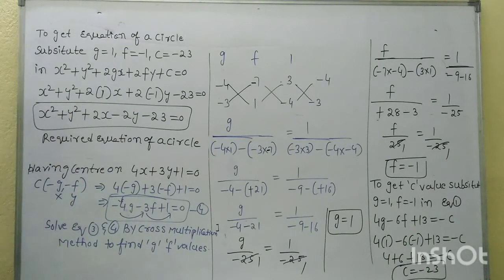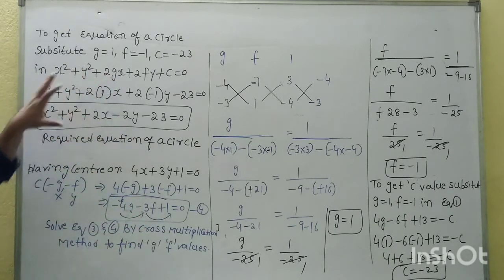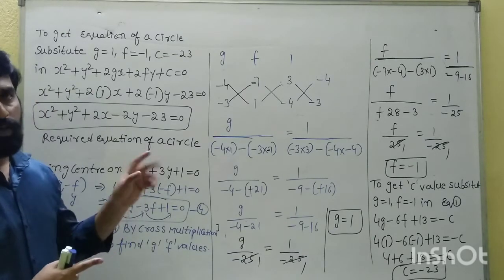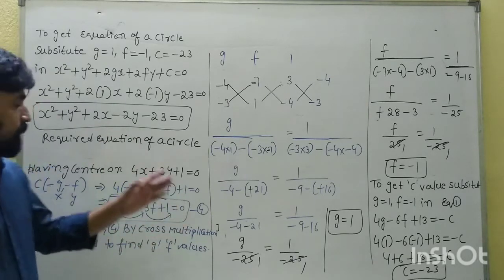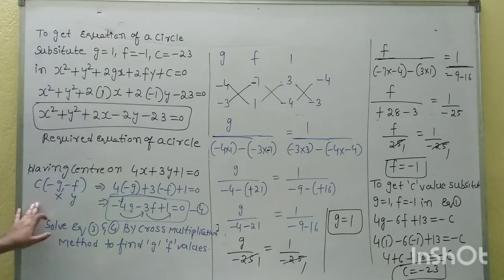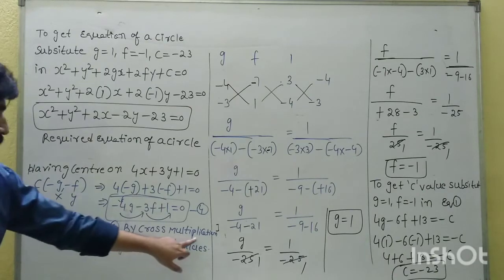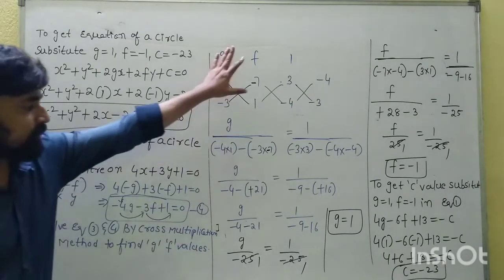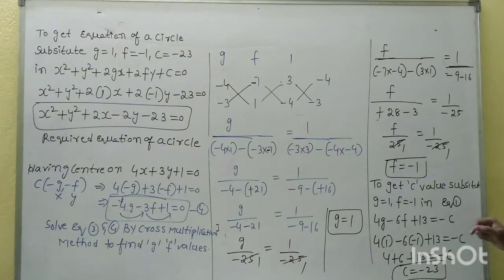Finished. Okay? So first of all, we need to substitute the a value and the b value in this equation, then you will get two equations. Solve equations 1 and 2, eliminate the c value. By eliminating the c value, you will get one more equation. Then solve equations 3 and 4 by using the cross multiplication method to find the g and f values. After getting the g value and f value, to get the c value, substitute the g value and f value in equation 1.